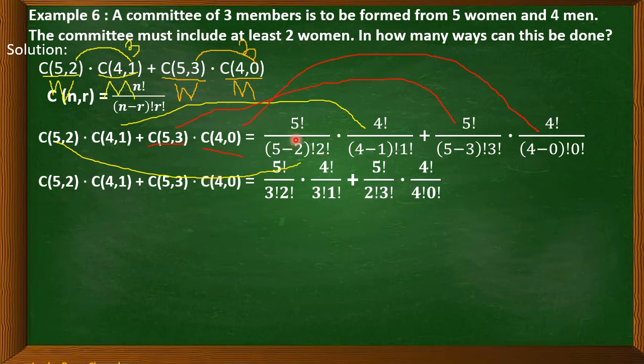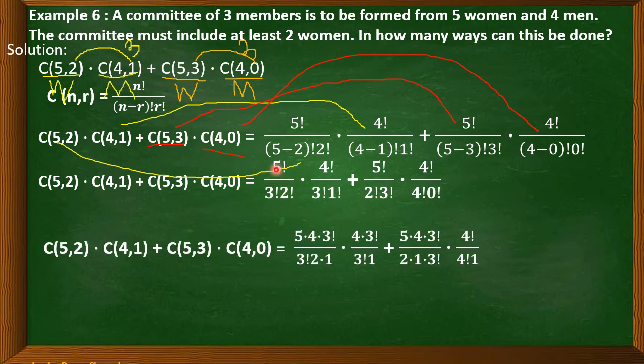So 5 factorial, just copy here in our numerator. Then quantity of 5 minus 3 factorial is 3 factorial times 2 factorial. Then we have here times 4 factorial. 4 minus 1 factorial is 3 factorial times 1 factorial plus 5 factorial over 5 minus 3 factorial is 2 factorial times 3 factorial times 4 factorial over 4 minus 0 is 4 factorial times 0 factorial.